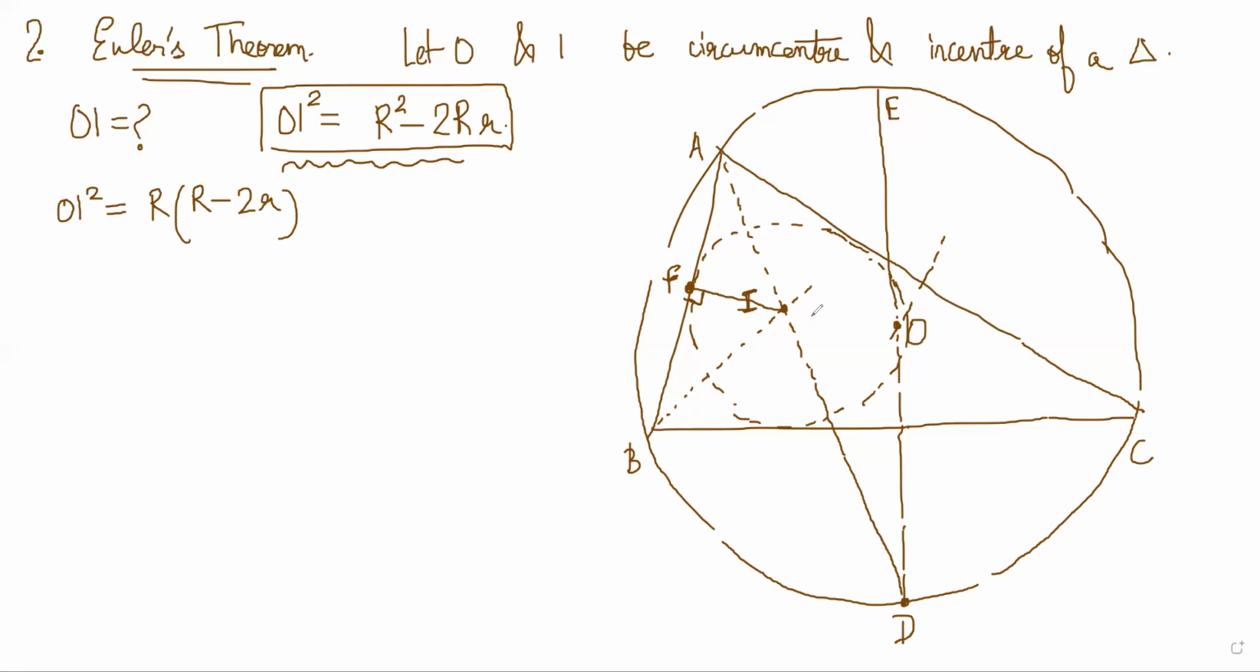So OI is this one. Correct. But how is O? We need to. Oh, you're saying we need to prove that. Yeah. We need to prove this distance.